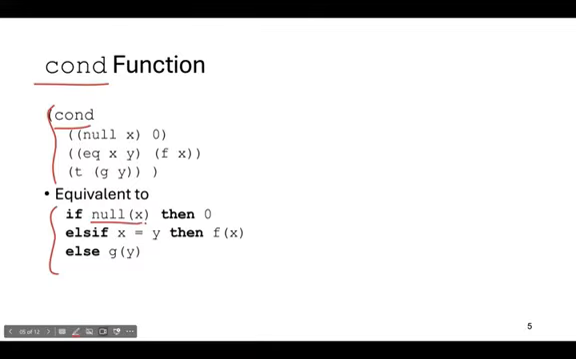So we're applying a null operation to x. We're checking if x is null, then basically you're going to have a value of 0. Else, if x is equal to y, then you're going to call function f of x, or apply function f on x. And then else, you're going to apply function g on y.